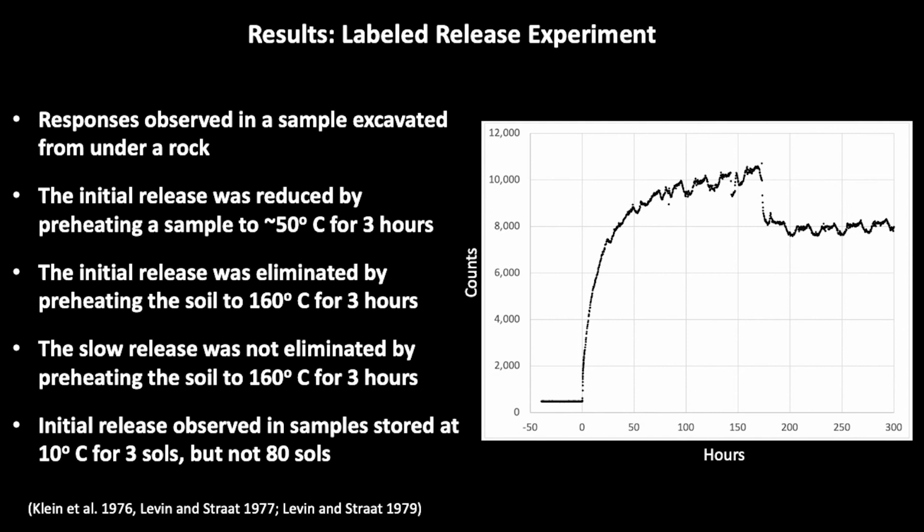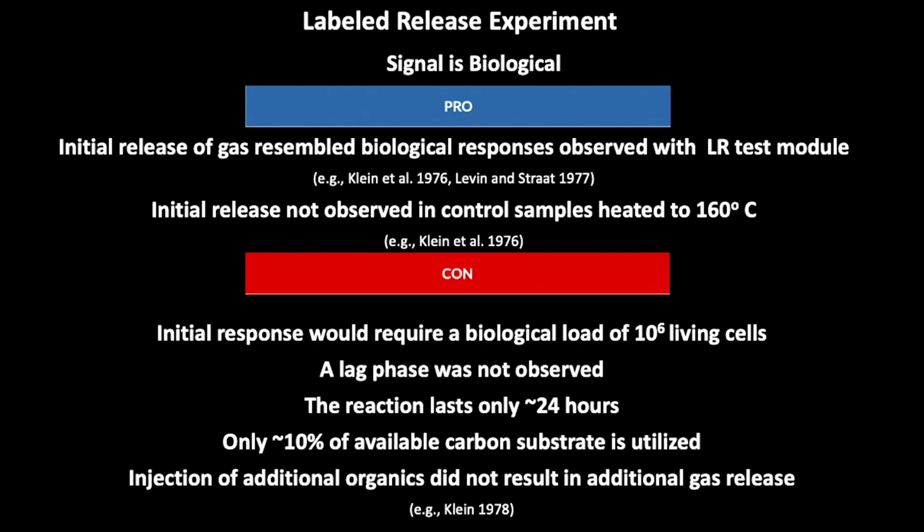The initial release was reduced by preheating a sample to 50 degrees C for 3 hours. It was eliminated by heating to 160 C for 3 hours. Also, the slow release was not eliminated by heating to 160 degrees. And finally, the initial release was observed from a sample stored for 3 sols, but not from a sample stored for 80 sols.